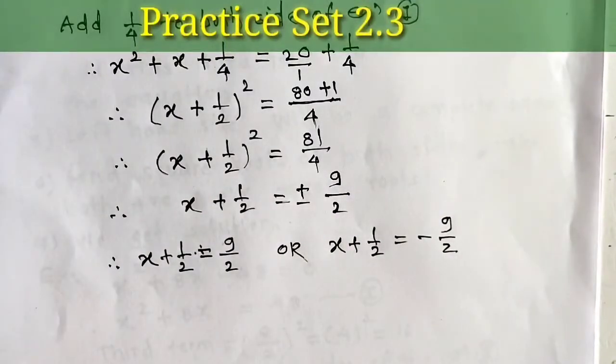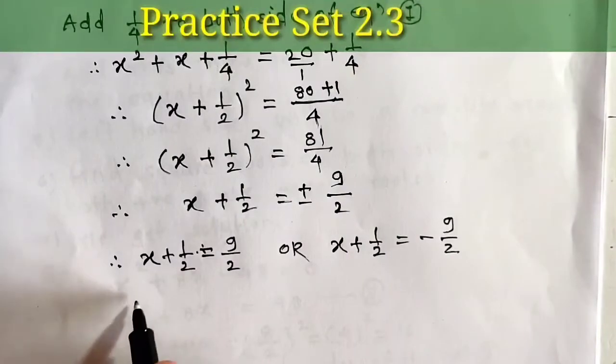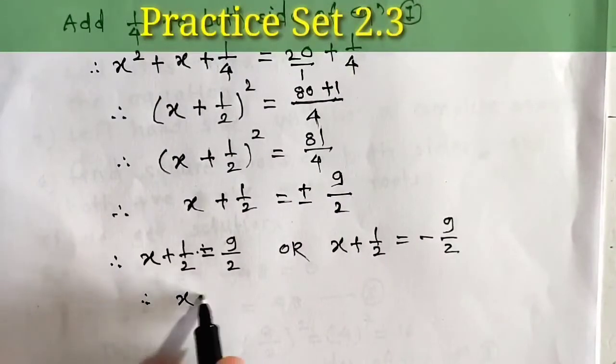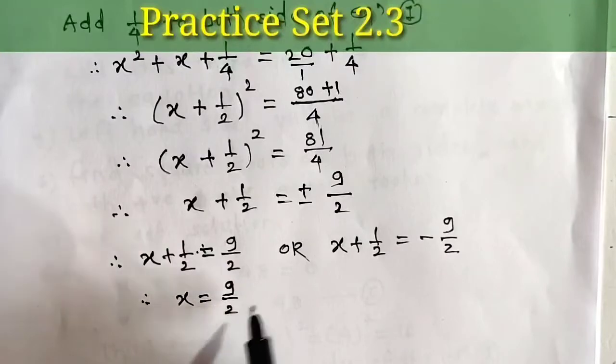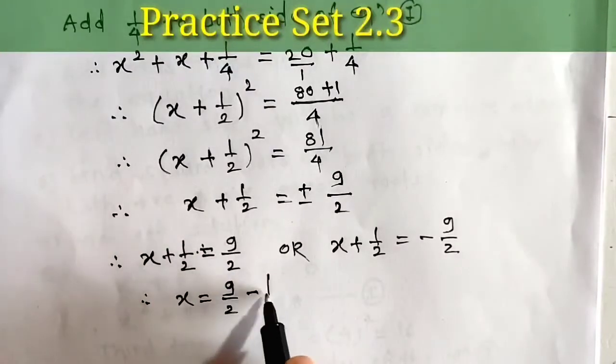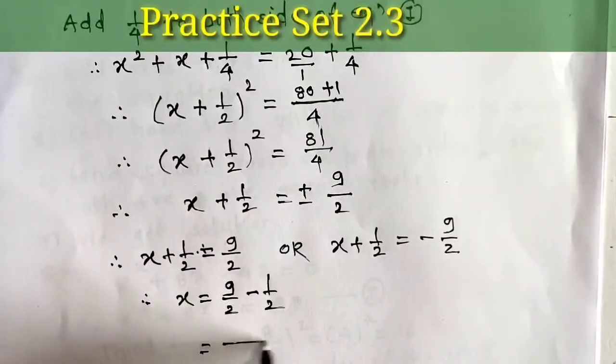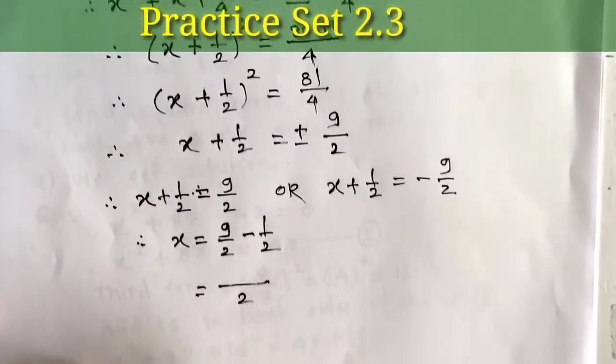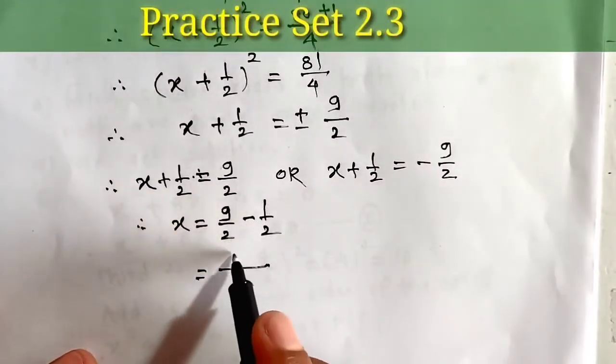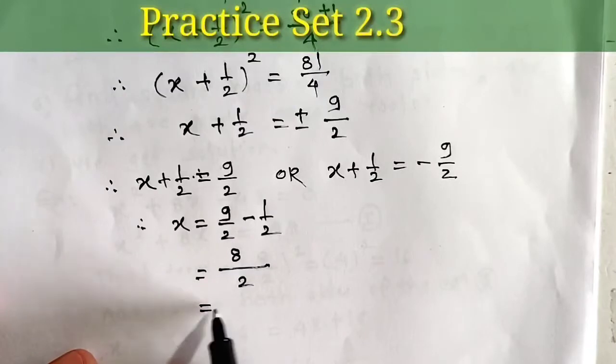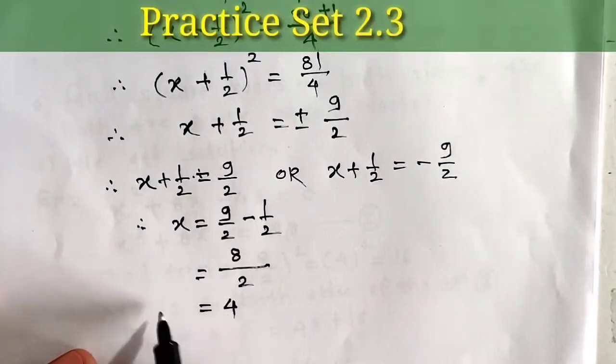Now solve both the equations, we get our values. Therefore x equals 9 by 2, this becomes minus 1 upon 2. Common denominator as it is 2: 9 minus 1 is 8. So 8 divided by 2 is 4. So we get one of the values of x is 4.